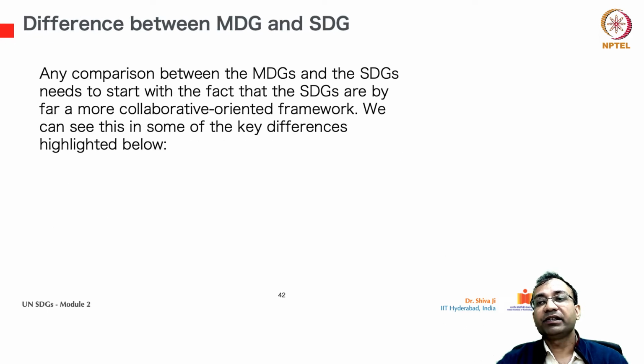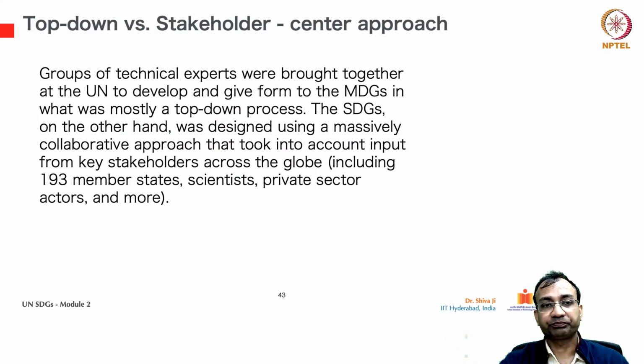Any comparison between MDGs and the SDGs needs to start with the fact that SDGs are by far a more collaboration-oriented framework. We can see that in some of the key differences highlighted below. Groups of technical experts were brought together at the UN to develop and give form to the MDGs in what was mostly a top-down process. The SDGs, on the other hand, were designed using a massively collaborative approach that took into account input from key stakeholders across the globe, including 193 member states, scientists, private sector actors, and many more.